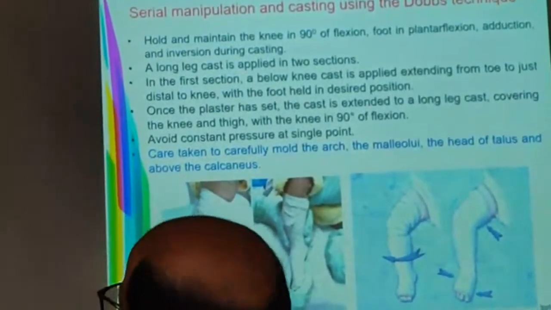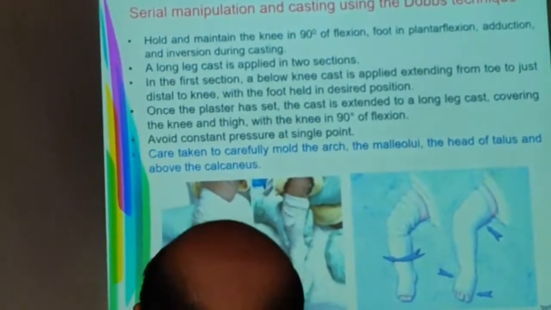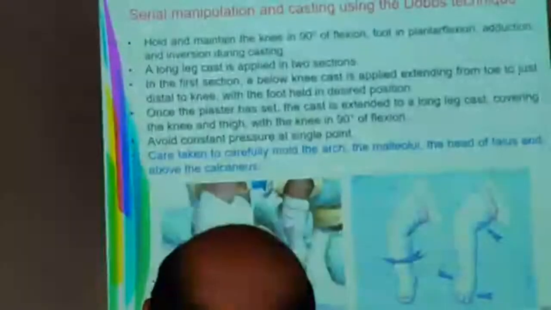Hold and maintain the knee in 90 degrees flexion, foot in plantar flexion, then apply the cast, a long leg cast, in 2 sections.